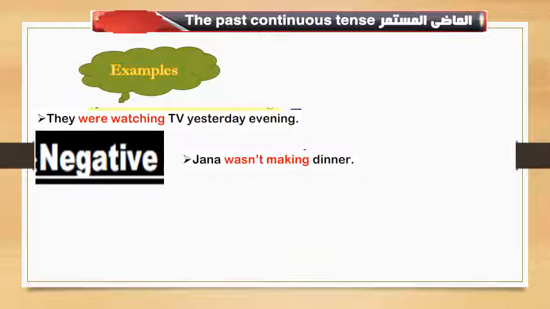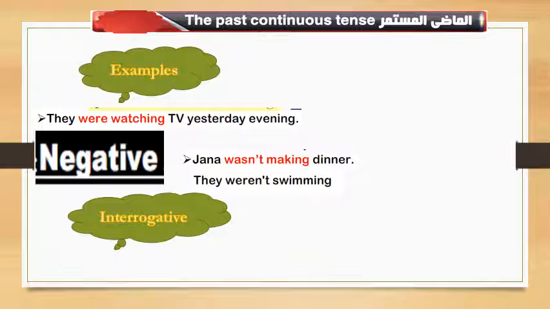Was takes I, he, she, it. Were takes they, we, you, or any plural noun. When negative, wasn't or weren't plus verb ing. Look at this example. They weren't swimming.